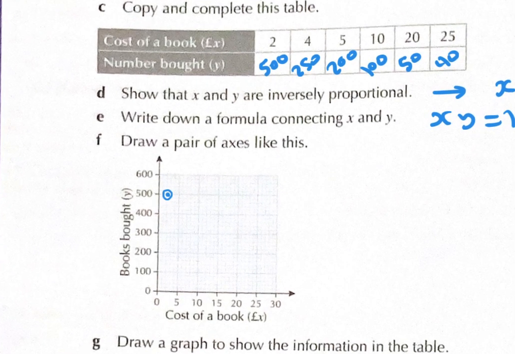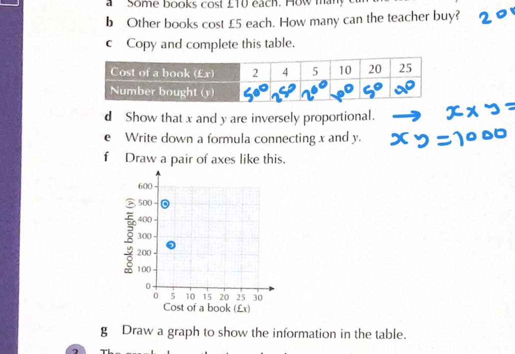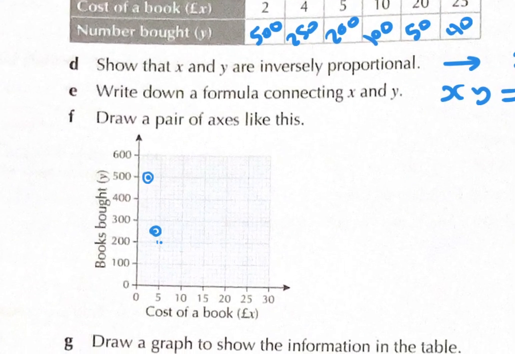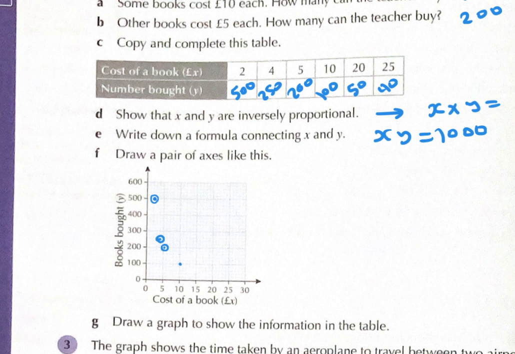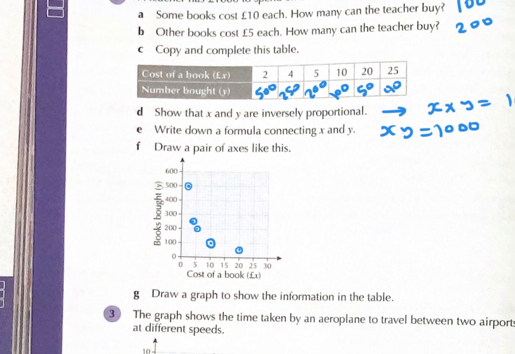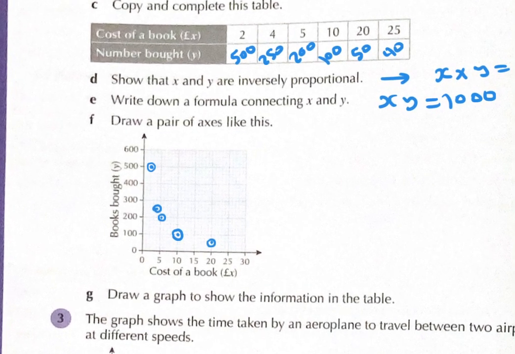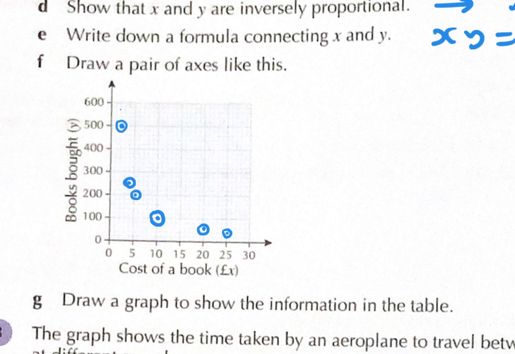Next point, 4 and 250. 5 and 200. 10 and 100. 20 and 50. 25 and 40. Now if you join them, you have a smooth curve like that.